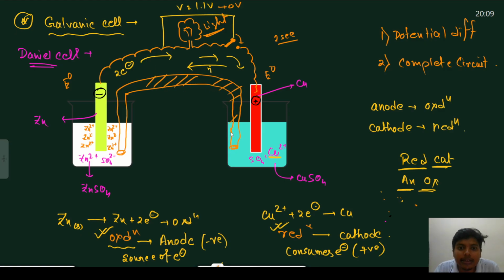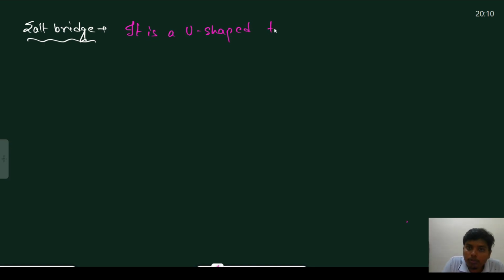What is this? This is known as salt bridge. Now, sir, what is salt bridge? So write down what is salt bridge. By the name you understood it should contain some salt or something, right? So it is a U-shaped tube containing an electrolyte jelly.